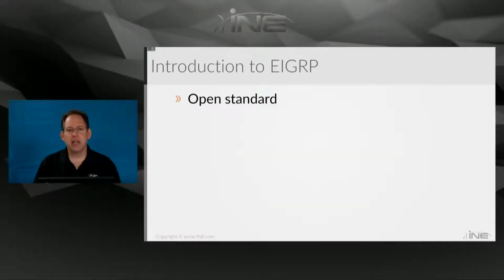So EIGRP is now an open standard. For the longest time, EIGRP was actually a Cisco proprietary routing protocol. But somewhere around 2013, maybe 2014, Cisco actually put out an RFC for it, a document stating how it worked, and so now other vendors can also make use of EIGRP. So technically it's called an open standard.